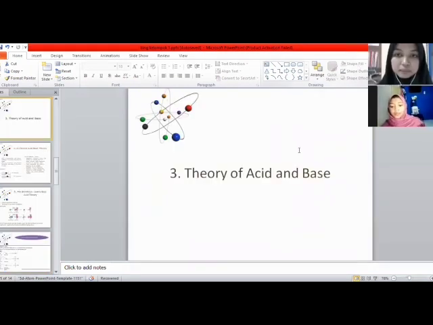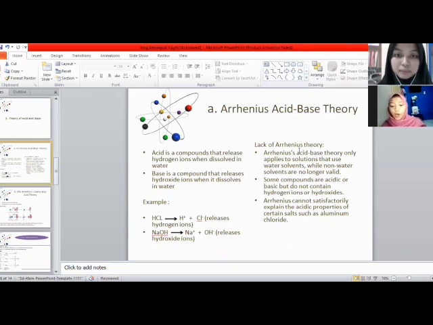Arrhenius acid-base theory. This theory was first put forward in 1884 by Svante August Arrhenius. Acid is a compound that releases hydrogen ions when dissolved in water. Base is a compound that releases hydroxide ions when dissolved in water. Example: 1. Hydrochloric acid, which is very soluble in water, breaks down into hydrogen ions and chloride ions in water. 2. Sodium hydroxide is a base because it is an ionic compound that dissociates into sodium and hydroxide ions when dissolved in water. Lack of Arrhenius theory.